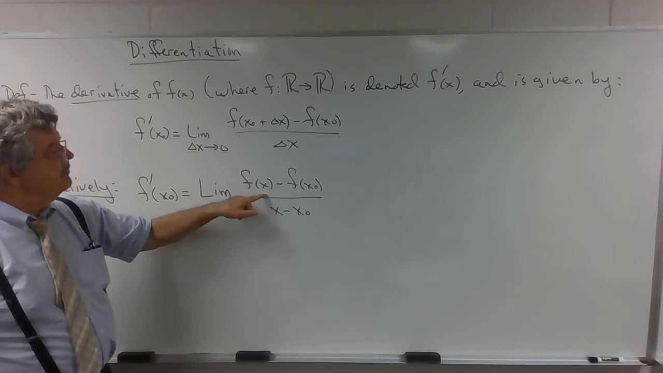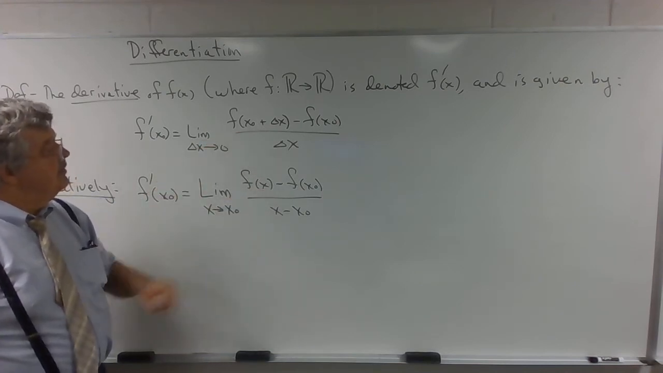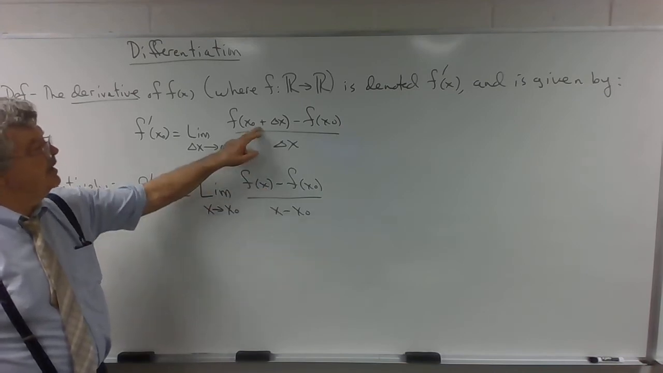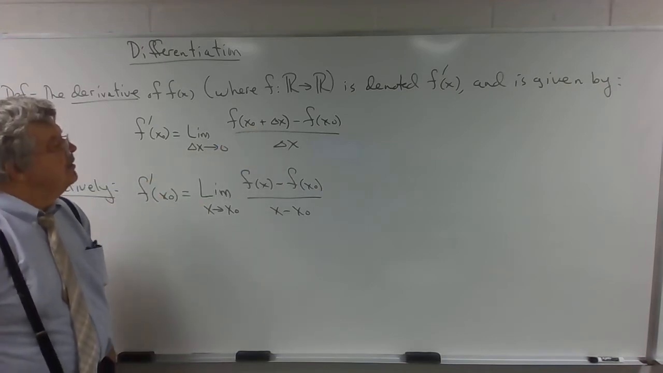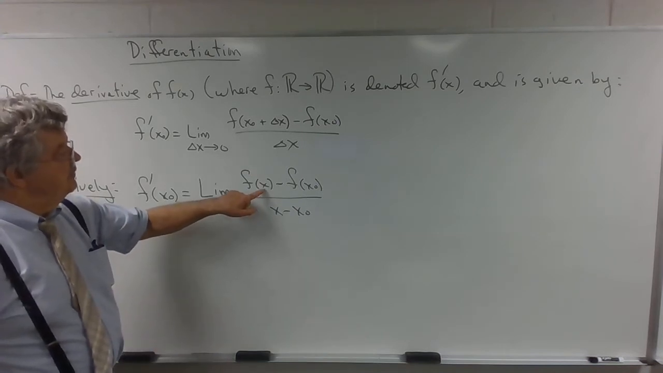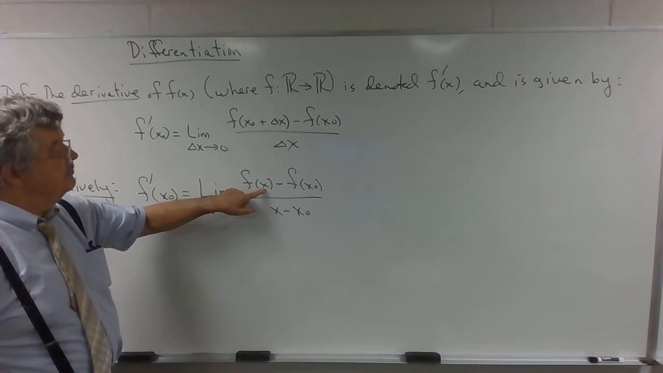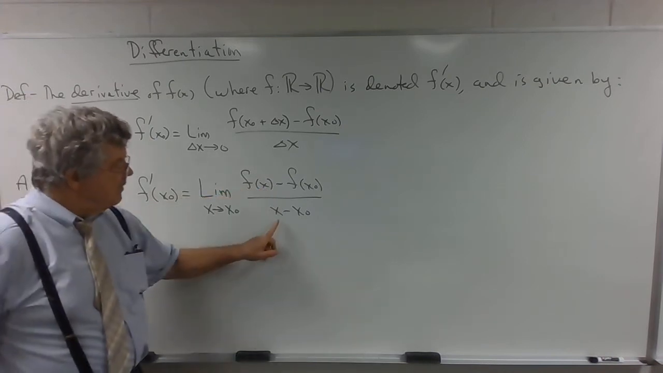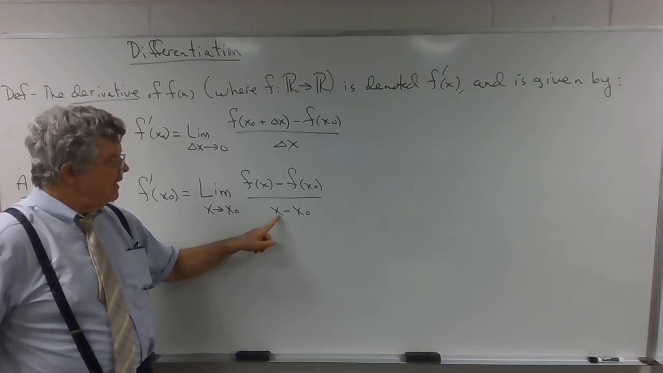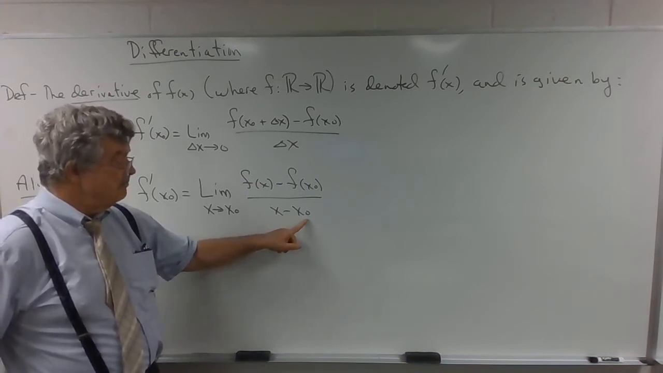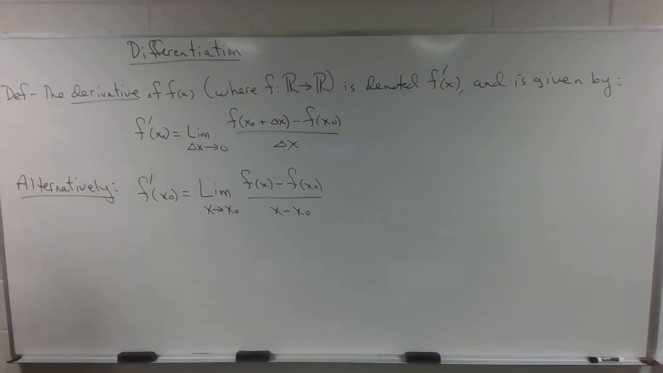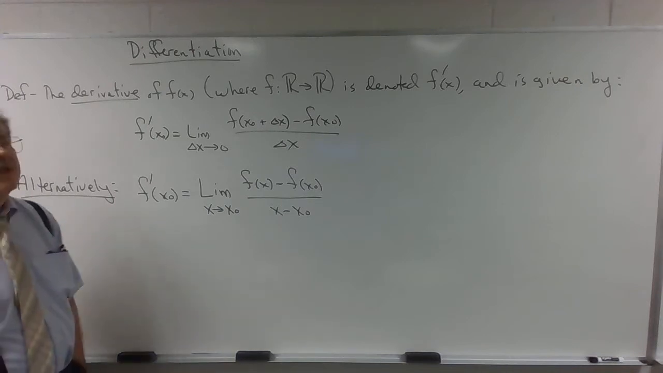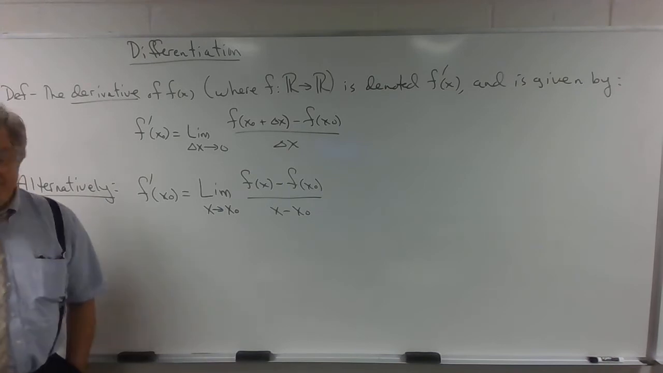If we compare this definition with this definition, then we'll see that x down here is exactly the same as x of naught plus delta x up here. So this is f of x naught plus delta x. And down here, this is x of naught plus delta x minus x of naught. That's just delta x. So the two definitions are equivalent. We'll use one or the other depending on which is more expedient and which is more advantageous.